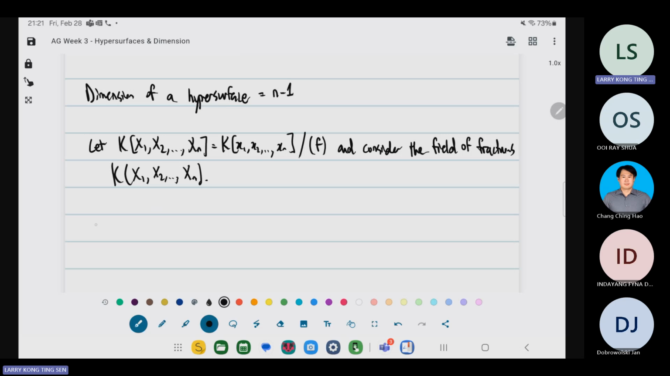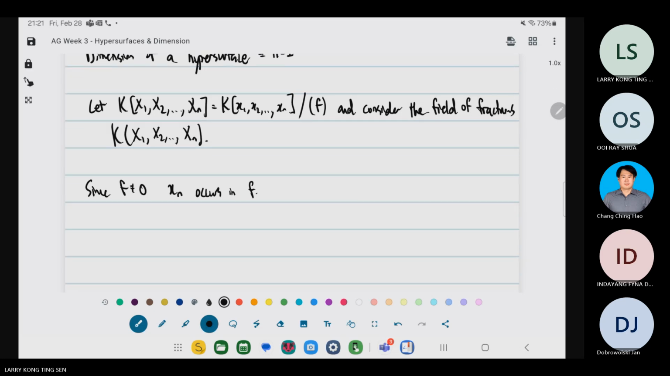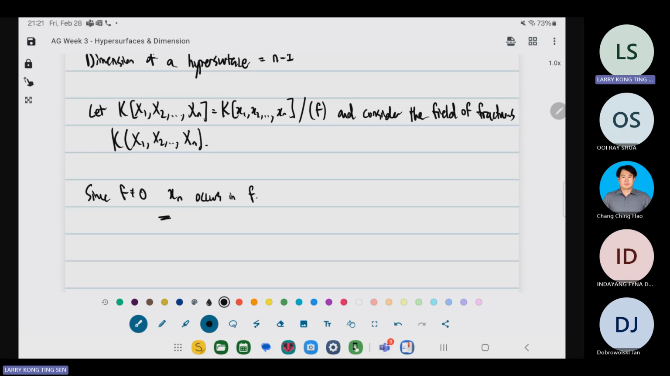Now, since f is not the zero polynomial here, there is at least one of these x1 to xn terms that occurs inside of it. Let's say xn occurs in it, then it basically follows that xn occurs in every non-zero multiple of f.